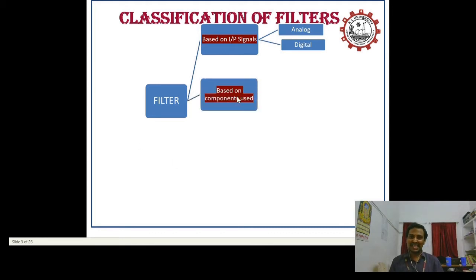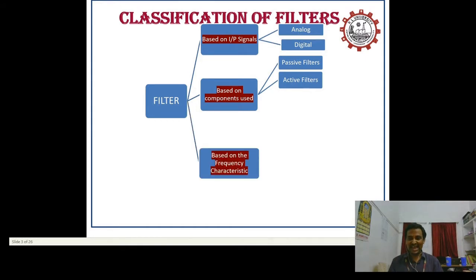The second category is based on the components used. The first is the passive filter, the second is the active filter. A passive filter consists of resistors, inductors and capacitors only. But active filters consist of, along with the resistors and capacitors, active elements like the operational amplifier.